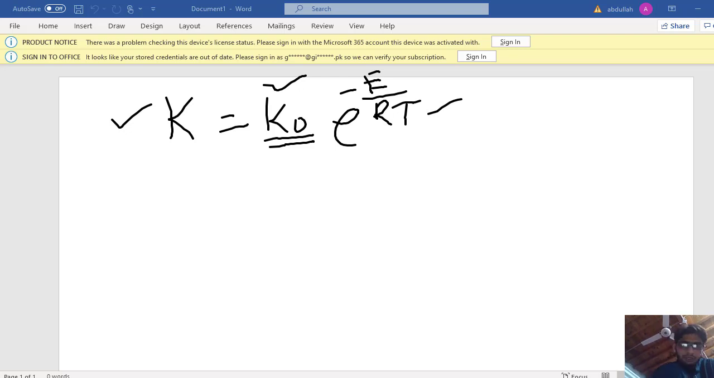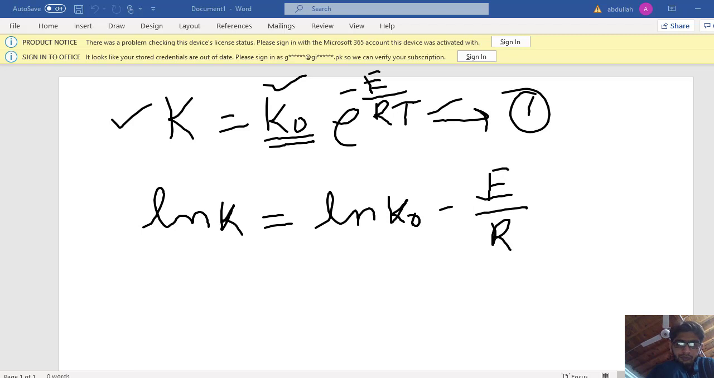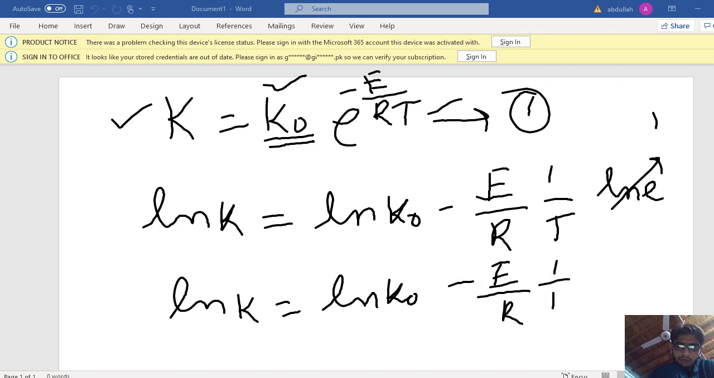We can also write this law in linear form. Suppose this is the equation. When we take log on both sides of this equation, we get ln k is equal to ln k naught minus E divided by R into 1 over T, since ln e is equal to 1. So ln k is equal to ln k naught minus E by R into 1 over T.